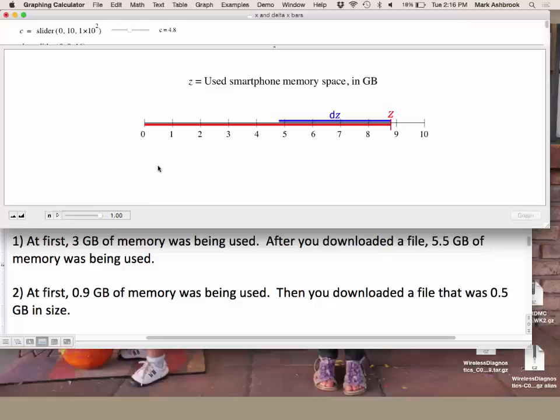Number 4. At first, 8.8 is being used. And then what happens? After deleting some files, 4.7 being used. So here, watch it. Ready? At first, there's 8.8. And then you're deleting files, and now there's 4.7. Watch it again, right? First, there's 8.8. You're deleting files, and now there's 4.7. Okay? Assign the values of the three, find what the unknown is, and write a formula to compute the unknown. Go.